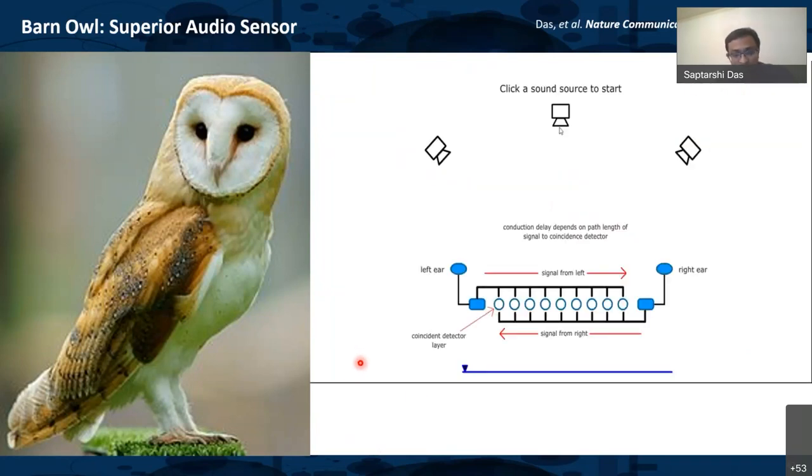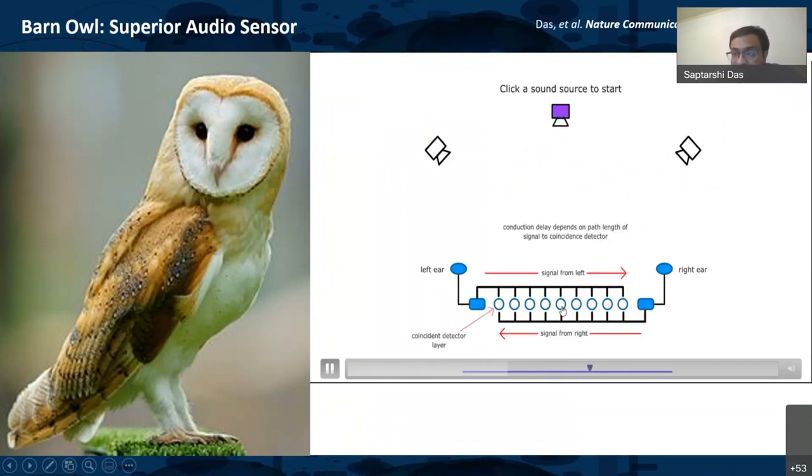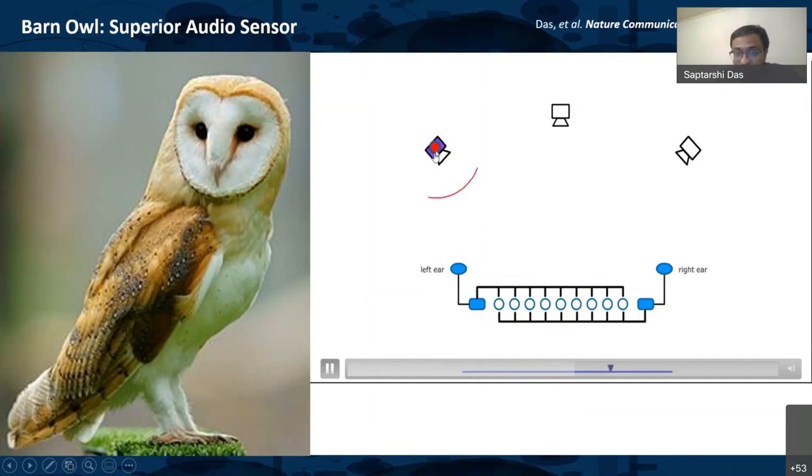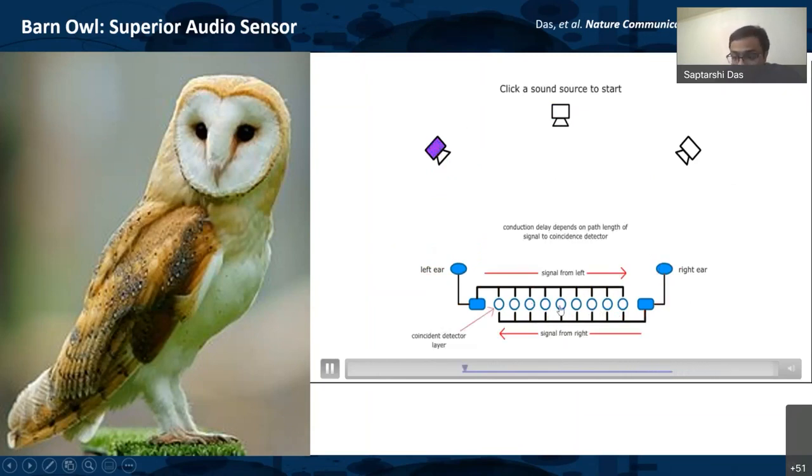So here is an example where you have a sound source. If the sound comes straight ahead, then it reaches both ears at the same time, and the coincidence happens in the middle. But if the sound comes from something, let's say at the left, then it reaches the left ear first, and the right ear later. So the coincidence is going to happen at a different spot. So depending upon where the coincidence took place, the barn owl can figure out which direction the sound came from. If the coincidence is at the middle, it came from straight ahead. If the coincidence happened over here, then it came from the left. If it comes from the right, then the coincidence will happen over there. And it can be very precise depending upon how many coincidence neurons it has got.